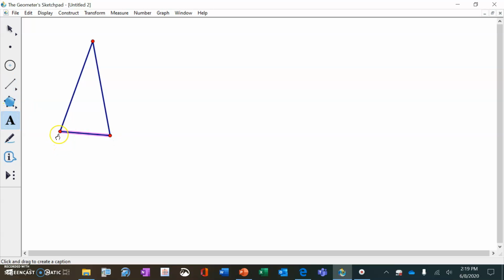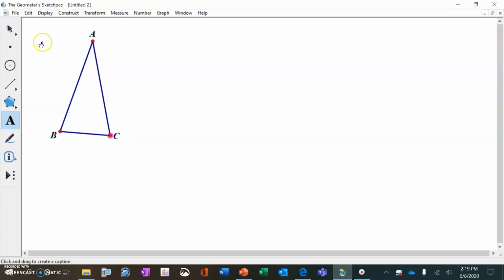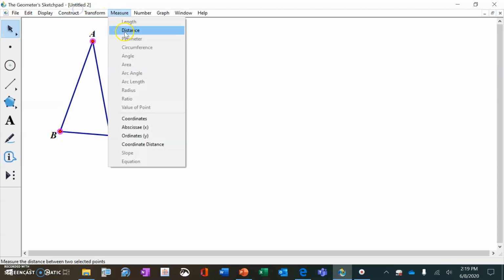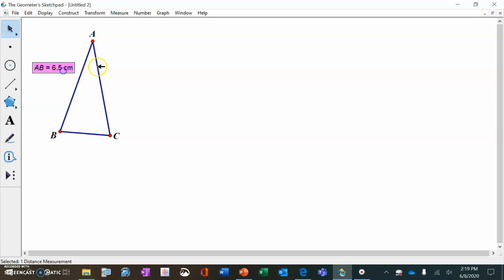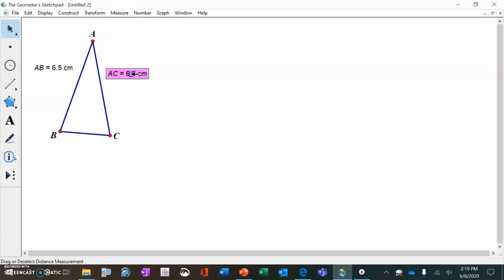And now I will name the vertex points. So there they are. Now I don't like this E prime. I wonder if I can change it. So if I double click on it, I can make that into the letter C. So there's my triangle ABC, and I think it is isosceles. So if I measure the distance from A to B, that's 6.5 centimeters. If I measure the distance from A to C, that should also be 6.5 centimeters, and it is. So I have an isosceles triangle.